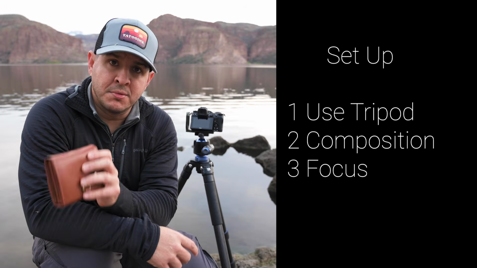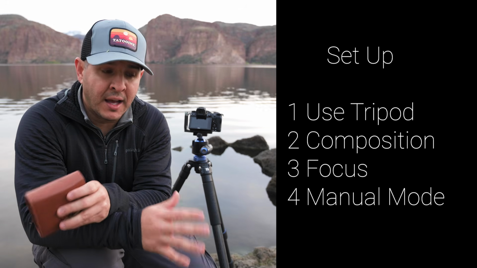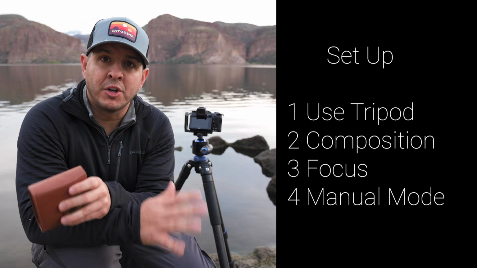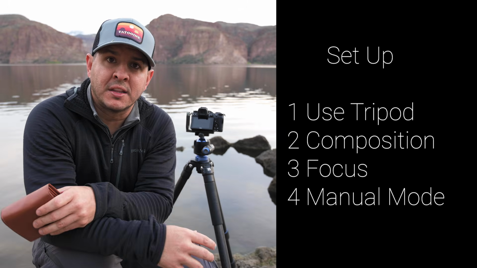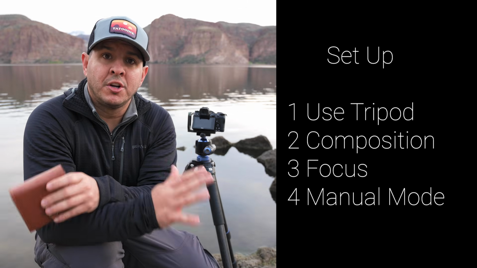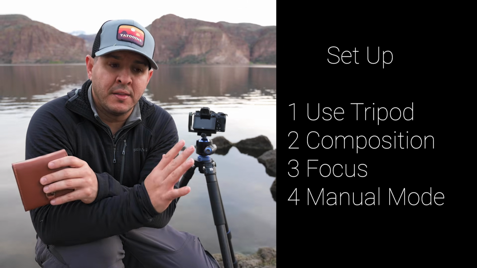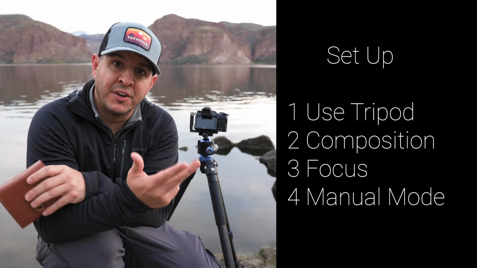You're also going to want to use manual settings. You don't want to use anything like aperture priority or shutter priority, anything like that. You want to be able to control all the settings on your camera, so you can adjust a little bit here and there to get the proper shutter speed that you're looking for. So you want to make sure that everything is set up the way you want it, composition, focus, and settings, before you put the filter on the camera.